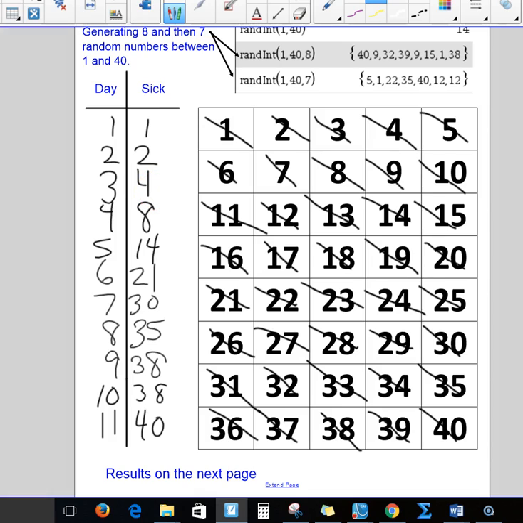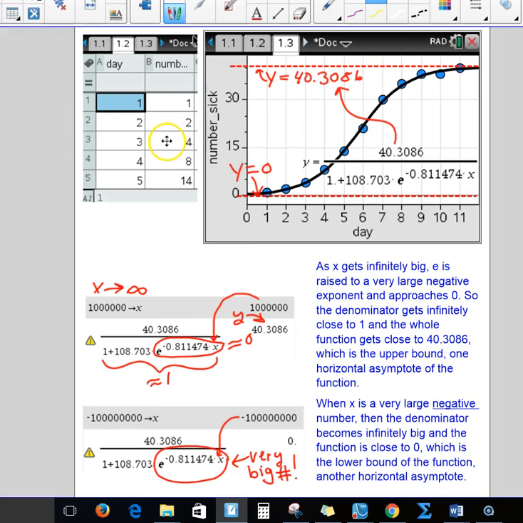I then put these values in a list and spreadsheet on my calculator, made a scatter plot, and did a regression. In this case, I did a logistic regression, which is the one where d equals 0. And you'll see it fits the data very well. It has kind of a crazy looking equation. Looks like this.